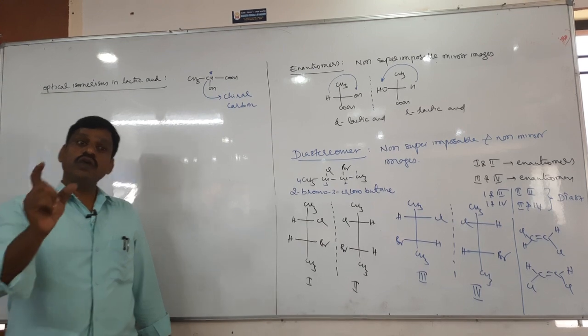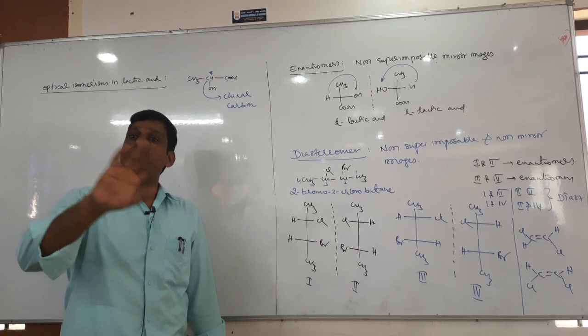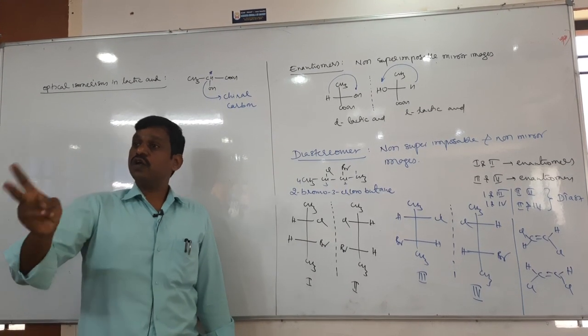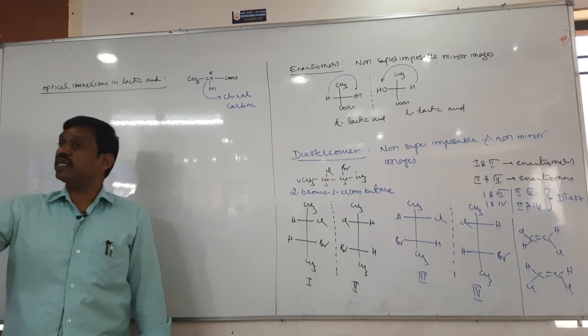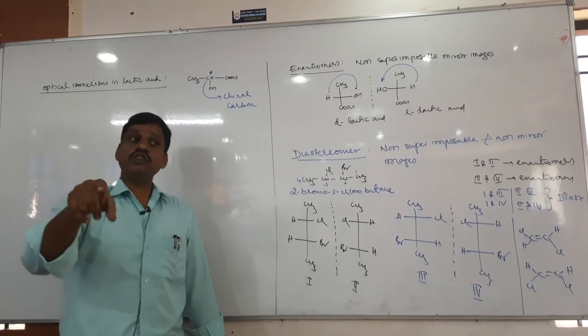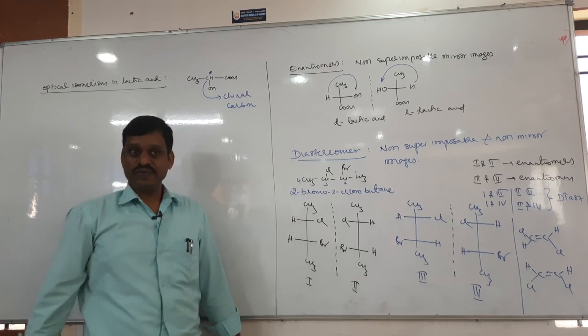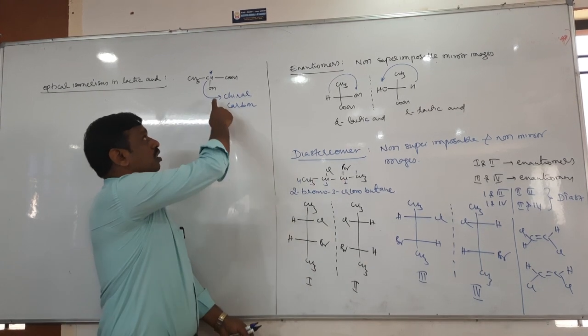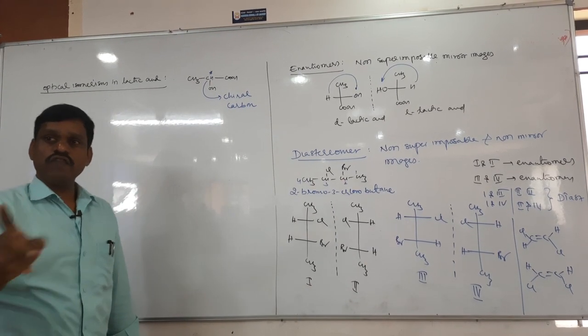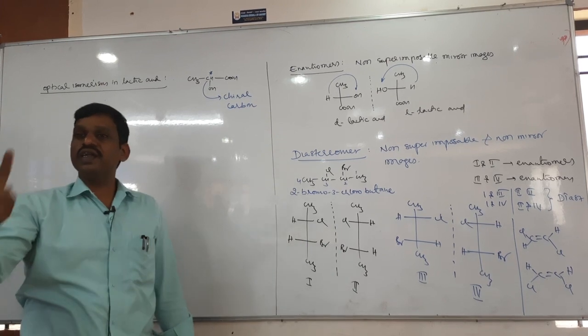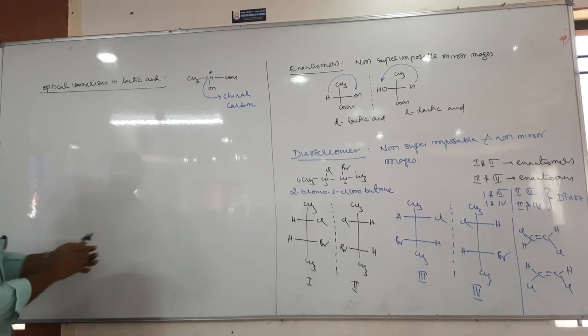Because if a molecule has one chiral carbon, there is no meso compound. If a molecule has two or more chiral carbons, there is a possibility of a meso compound. Meso compounds are optically inactive. With one chiral carbon there is no chance of that, so you can take it as optically active. Therefore, it is optically active.